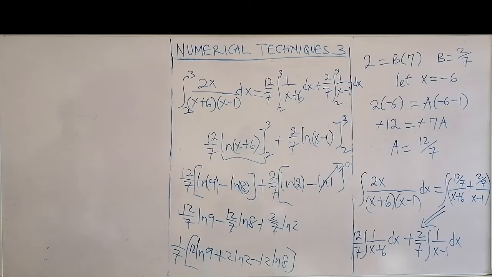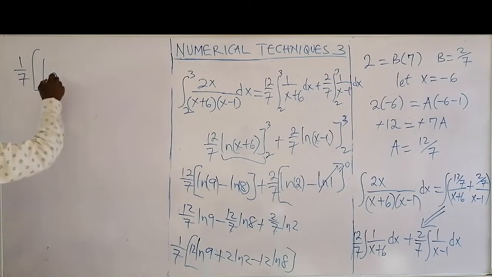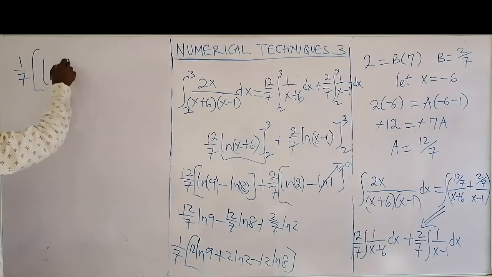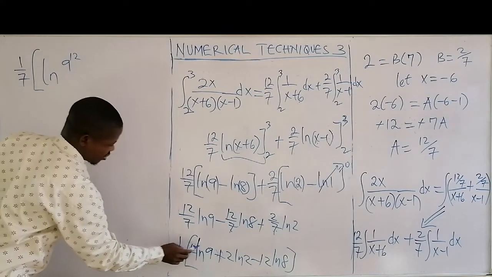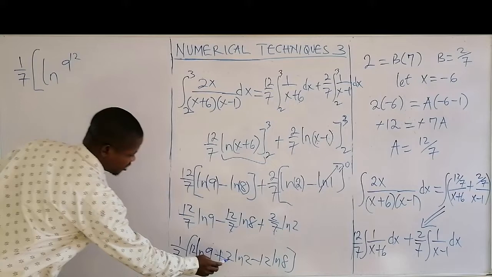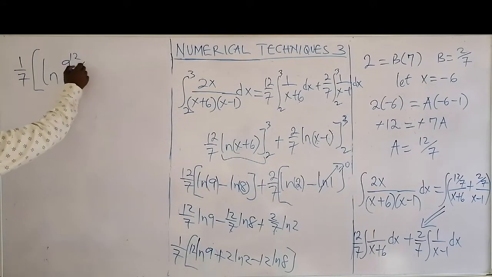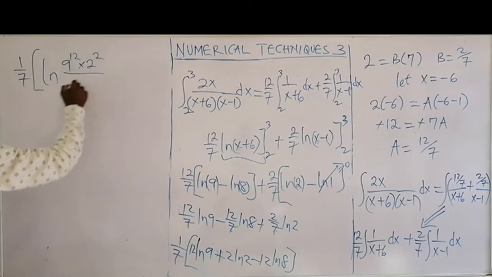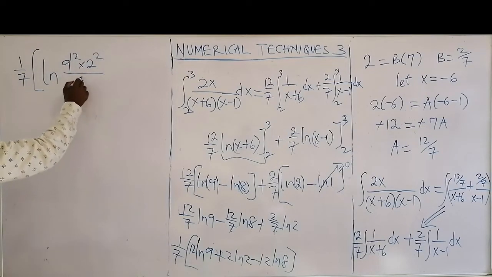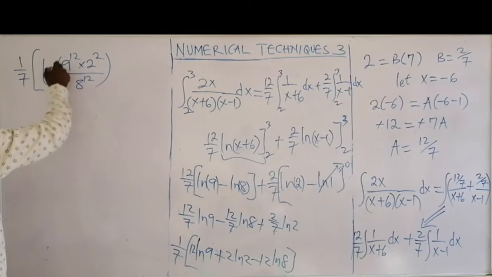So we now have 1 over 7, open bracket, write a common logarithm, and that will be 9 to the power 12. This 12 will come to here, and then this one also will be 2. This 2 will come to the top here. That's 2 to the power 2 times 2 to the power 2 all over 8 to the power 12.